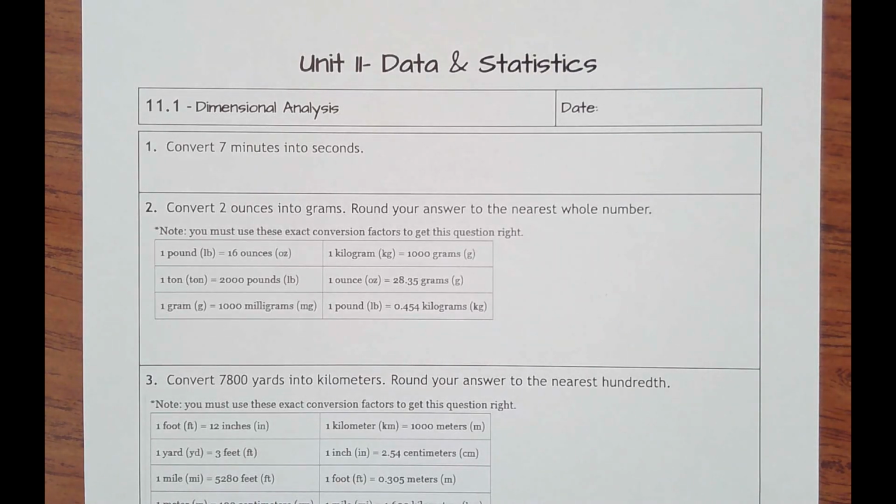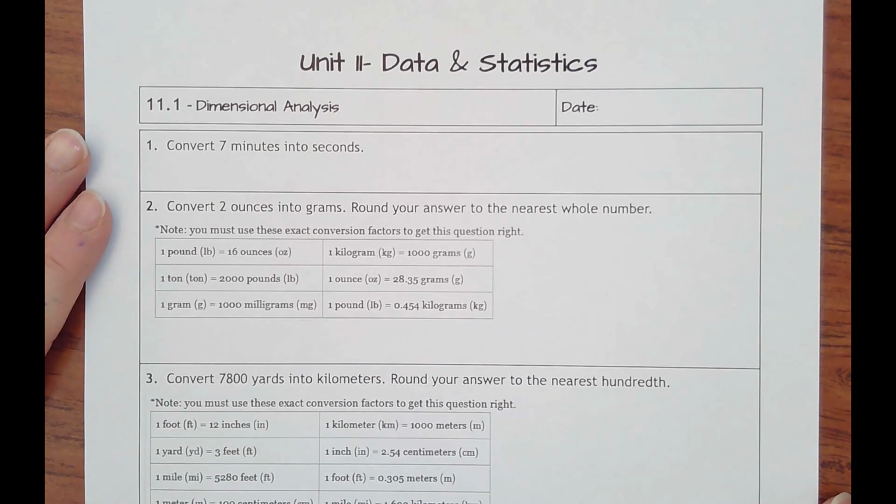Unit 11 is called Data and Statistics, and this usually happens at the end of Algebra 1. Because you are going to be taking the Algebra 1 EOC, I want to go over it with you. So, some data stuff. 11.1 is called dimensional analysis, a fancy way of saying we're going to change a given unit into another equivalent unit.